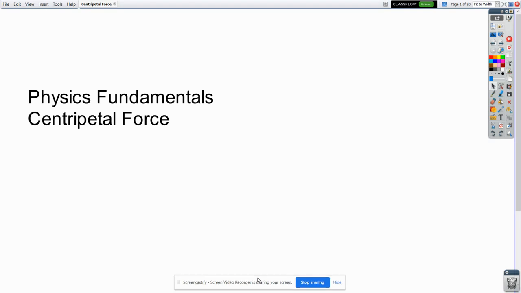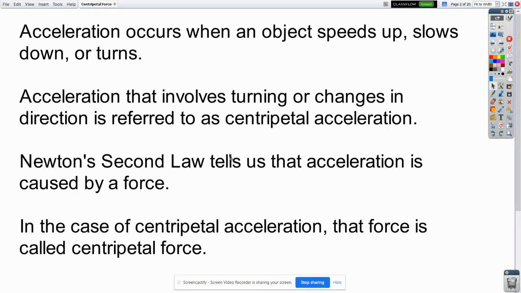In this video, we'll take a look at centripetal force. Acceleration occurs when an object speeds up, slows down, or changes direction or turns. Acceleration that involves turning or change in direction is referred to as centripetal acceleration. Newton's second law tells us that acceleration is caused by a force. In this case, the force that causes centripetal acceleration is referred to as centripetal force.